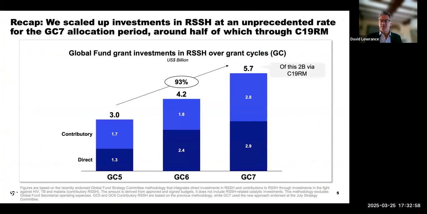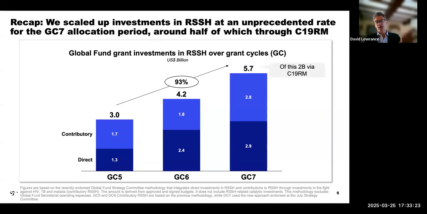Now, a lot of this is due to the so-called COVID-19 response mechanism, or C19RM, which I'm sure you've heard about before. But nonetheless, the funding that has been provided to countries is unprecedented, and we're going to look at some of the results and what's extraordinary about that.